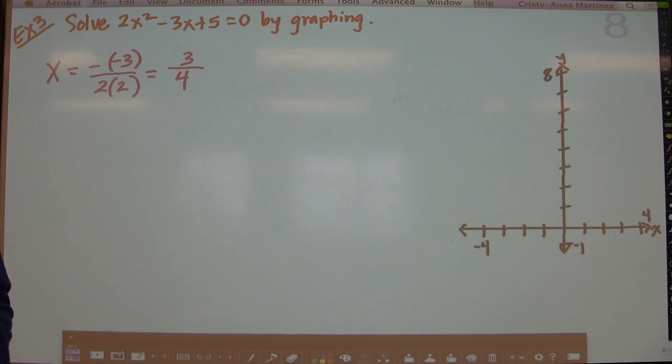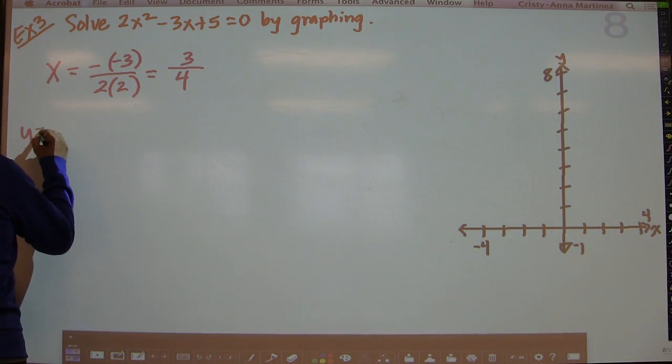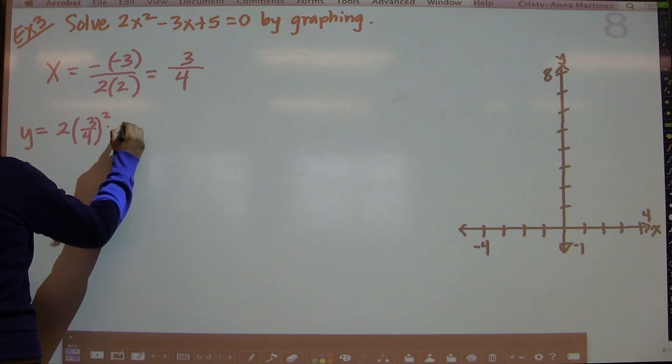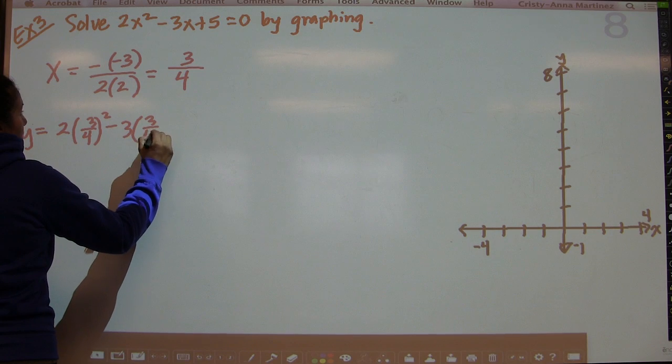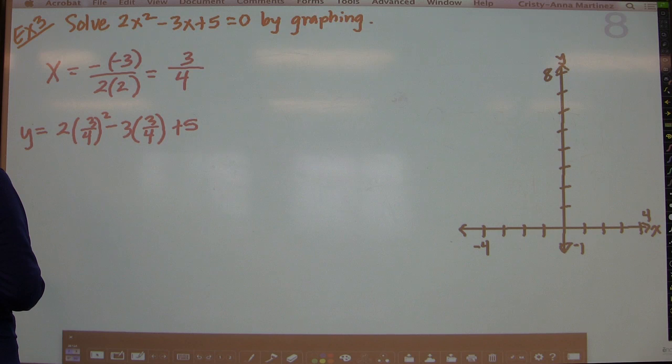We can handle fractions as long as you have your calculator handy. It'll make it easier for you. To get our y value, we're going to get 2 times 3/4 squared minus 3 times 3/4 plus 5. So 3/4 squared is going to be 9/16.